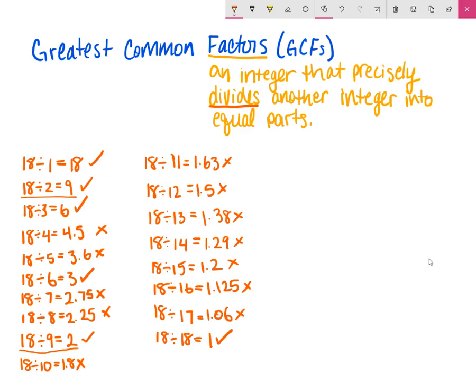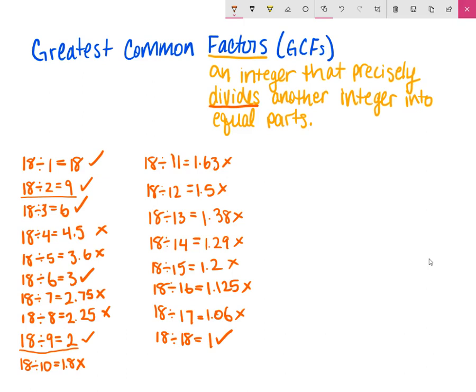So we went from 1 through 18 to find out which one of these are factors. We have to divide 18 by numbers less than 18 because the factors are going to be less than 18. Because when we divide 18, we're dividing 18 into numbers that are smaller than what it is.